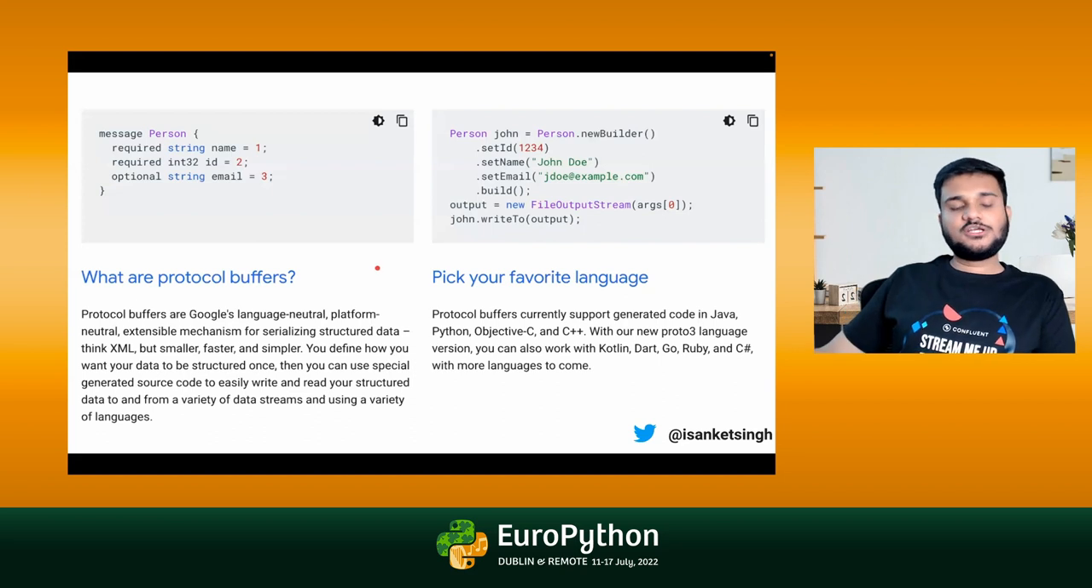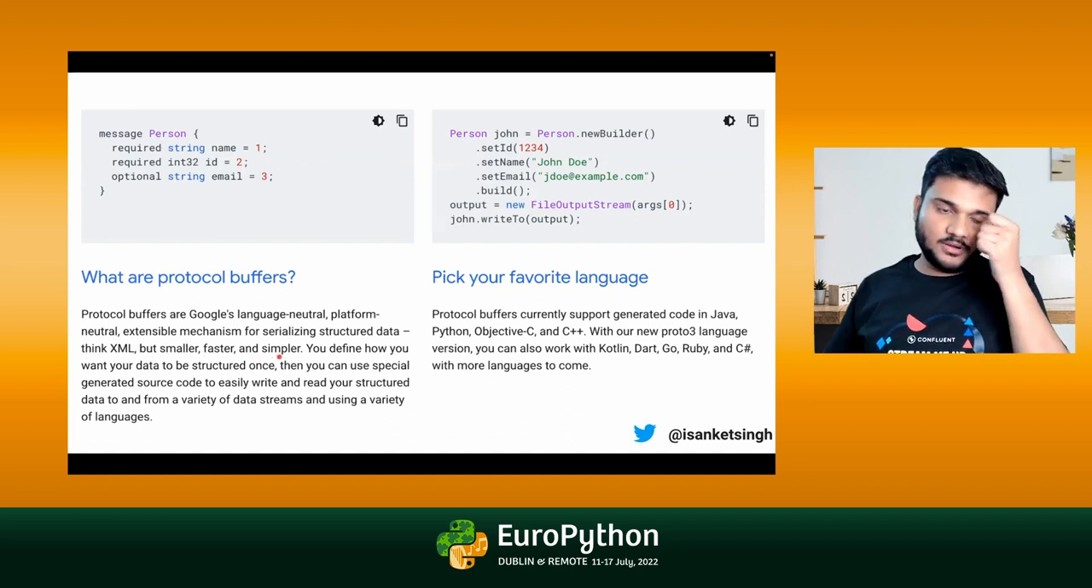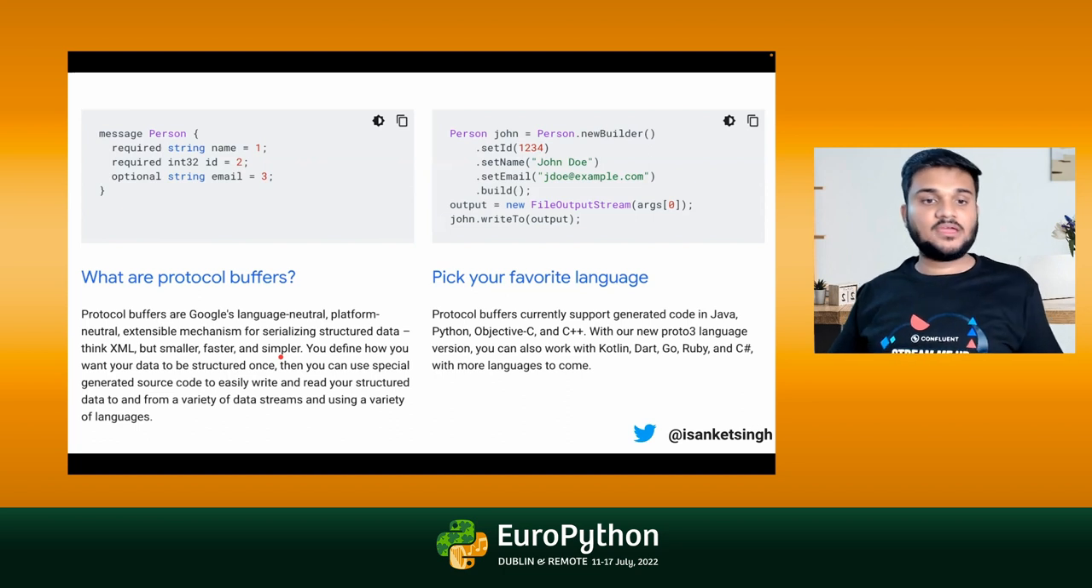If you see the official documentation given by Google, protocol buffers are Google's language-neutral, that means language independent, platform-neutral, that means platform independent, extensible mechanism for serializing structured data. Think XML, just like XML, but a bit faster, smaller, and simpler. Why smaller? Because it is going to serialize into binary format. Due to this, it is going to be lightweight and hence will be transferred faster over the network.